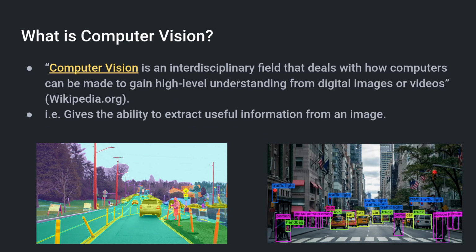Alrighty, so what is computer vision? Computer vision is an interdisciplinary field that deals with how computers can be made to gain high-level understanding from digital images or videos. And pretty much what this means is that it gives the computer the ability to extract useful information from an image. And in the bottom left and bottom right, you can see examples of this.